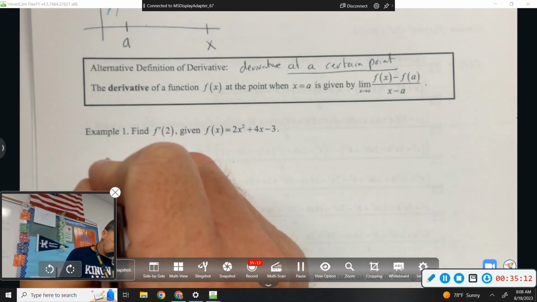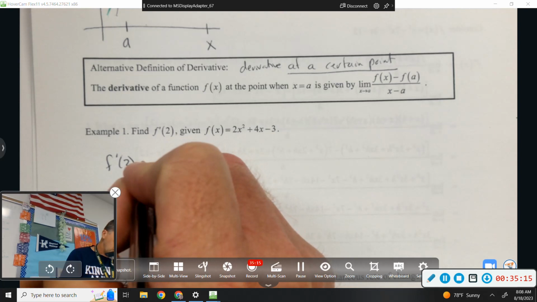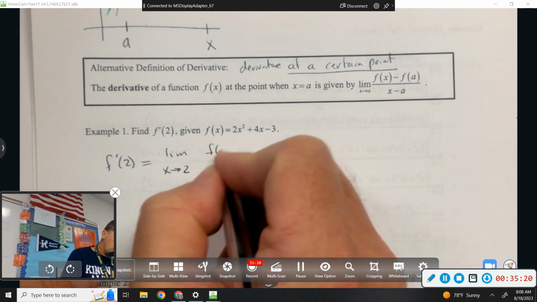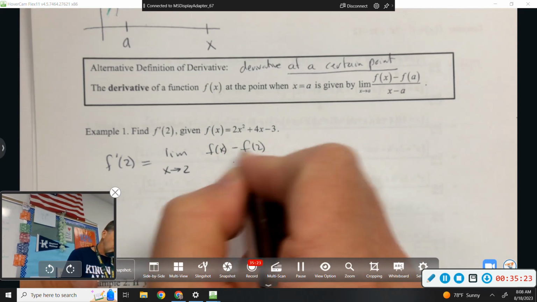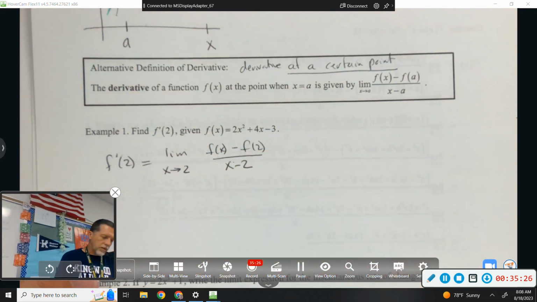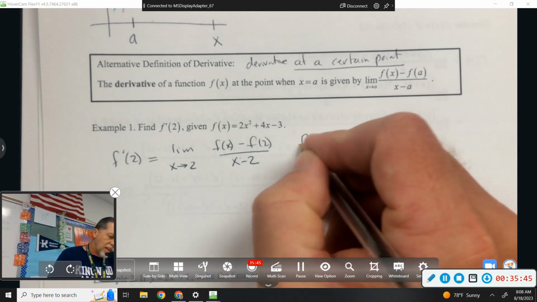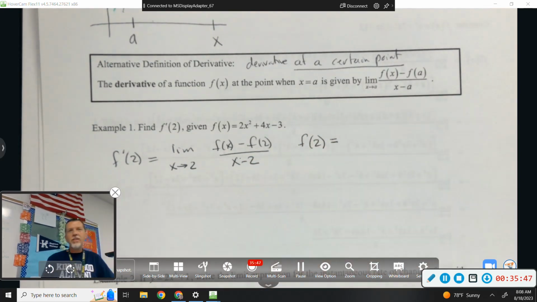So f prime at 2 means the limit as x approaches 2 of f of x minus f of 2 over x minus 2. So it's similar to the definition. I will use f of x. I need to find f of something. It's probably easier to find f of 2 than it is to find f of x plus h. So students usually like this one better.